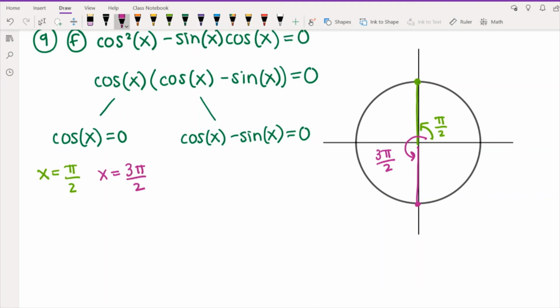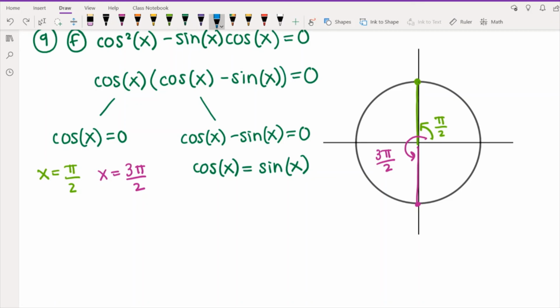So this next part is a little bit trickier to solve. So cosine of x minus sine of x is equal to 0. There's a couple different ways to solve this. What I think is the easiest way is to think about, okay, if cosine of x minus sine of x is equal to 0, that means that cosine of x has to be equal to sine of x. And so that means we're looking for angles where the x coordinate and the y coordinate are the same.